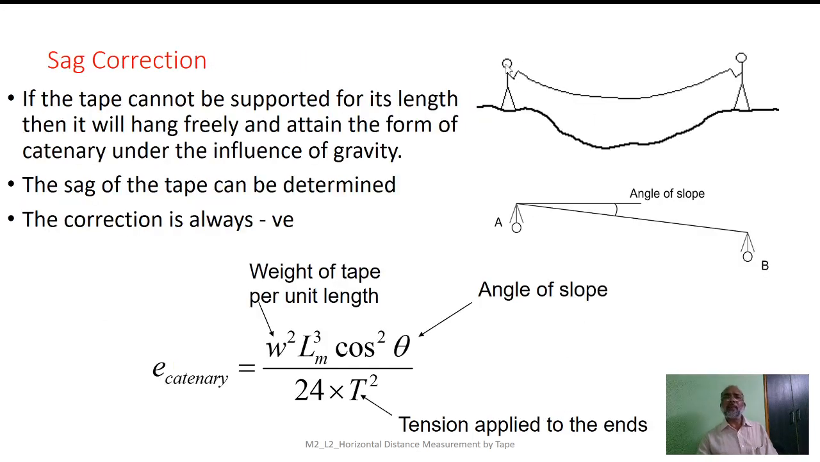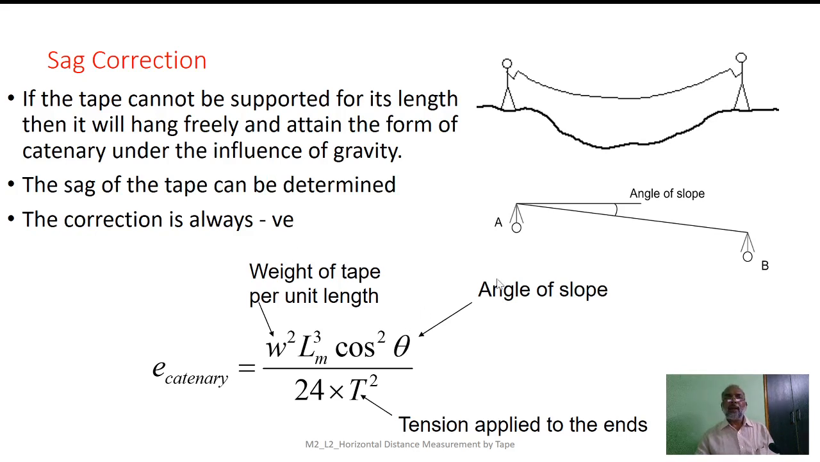As you see here, one surveyor is holding the tape, another surveyor is holding the tape. If the tension applied is not sufficient, it will attain the shape of a catenary. In simple words, it will simply sag. So this sag correction: naturally because of this sag, the measured distance will always be more, and hence the correction will always be negative.